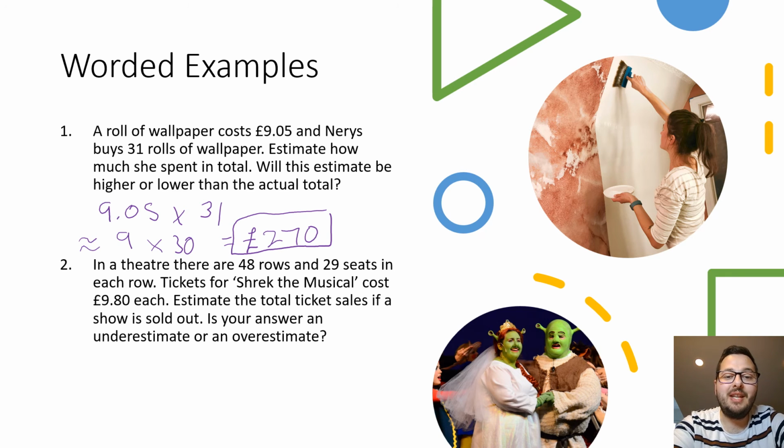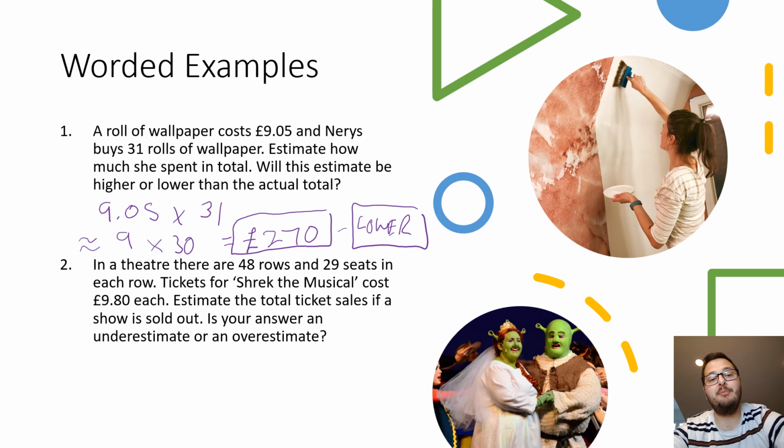Actually we've not finished answering question one. So it says, will this estimate be higher or lower than the actual total? Okay, well, if we look at what we've done, both of these numbers we've rounded down, haven't we? So £9.05 we've rounded down to 9, and 31 rolls of wallpaper we've rounded down. So this answer is going to be lower than the actual total because we've rounded down both times. So the actual cost will be a bit more than that.